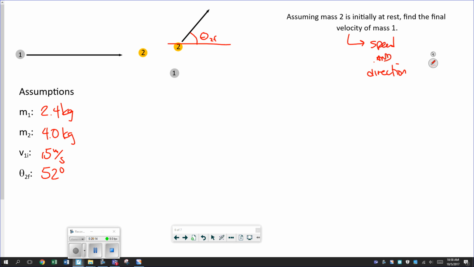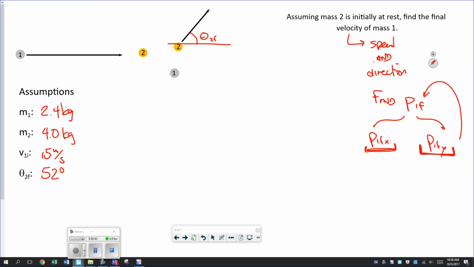All right? You're going to use a component method, and you're going to find, well, first find P1 final by finding P1 final x and P1 final y. You'll do your conservation in the x direction, you'll do your conservation in the y direction. You'll get those two components, and then you'll use Pythagorean theorem to go back to here, and some inverse trigonometry to find the direction, the angle, theta 1 final. All right? So when I see you next, that's what you'll have.